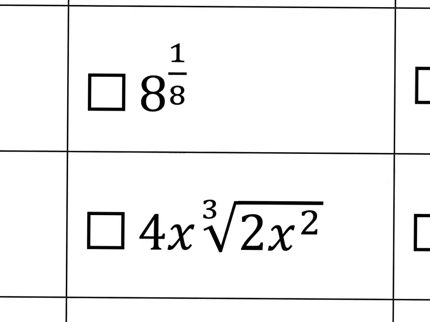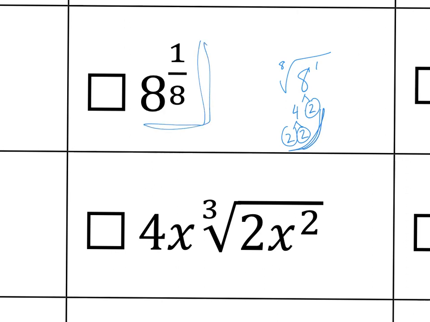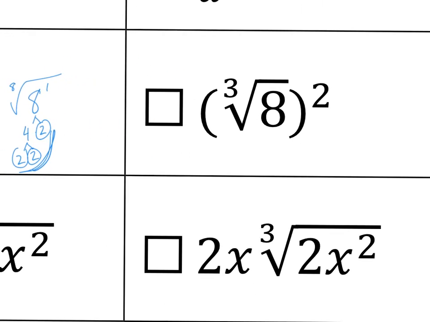And 8 to the 1/8. Well, that's 8 raised to the first power, and then I have to take the 8th root. Well, 8 only breaks down into 4 times 2, and then 2 times 2. So there is definitely not a group of 8 here. So I don't think I could go any further than this, and that is not 4. So I'm not going to circle that one.